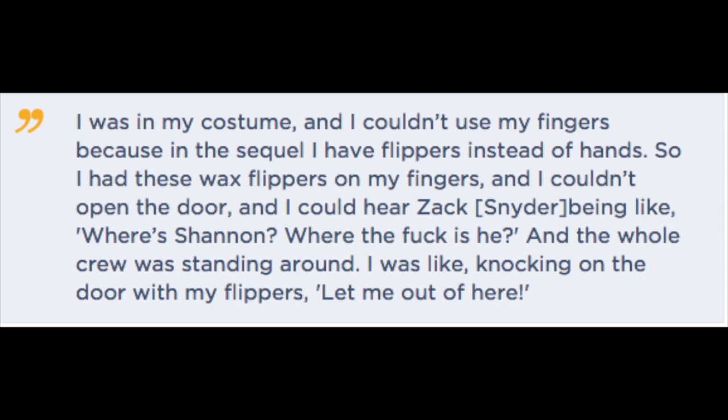He says, "I was in my costume, and I couldn't use my fingers because in the sequel, I have flippers instead of hands." Of course, the sequel he's referring to, Batman v Superman. "So I had these wax flippers on my fingers and I couldn't open the door, and I could hear Zack Snyder being like, 'Where's Shannon? Where the heck is he?' And the whole crew was standing around like I was knocking on the door with my flippers. 'Let me out of here.'"